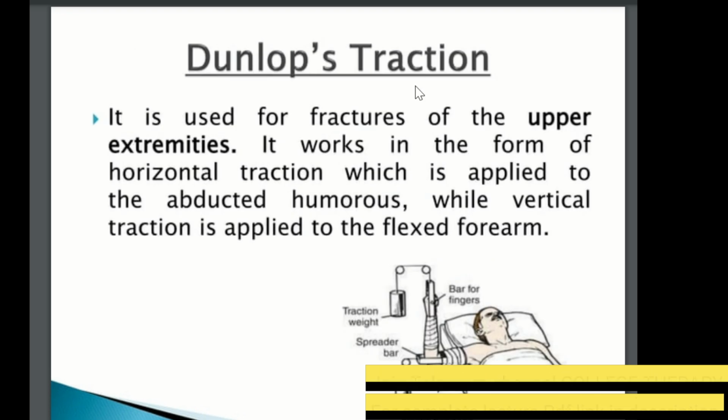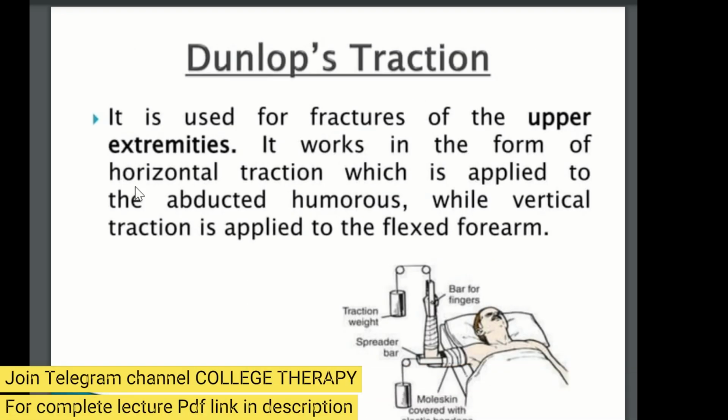Dunlop's traction. It is very important and is mainly used in hospitals. It is used for fracture of the upper extremity. It works in the form of horizontal traction applied to the abducted humerus, while vertical traction is applied for the flexed forearm. These are the two different components.